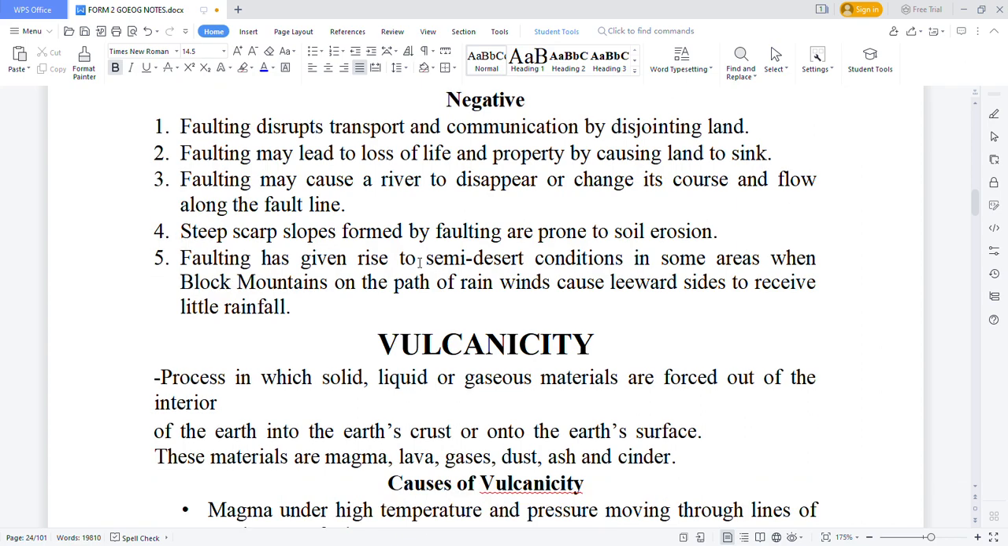Number 4. Steep scarp slopes formed by faulting are prone to soil erosion. Number 5. Faulting has given rise to semi-desert conditions in some areas when block mountains on the path of rain winds cause leeward sides to receive little rainfall.